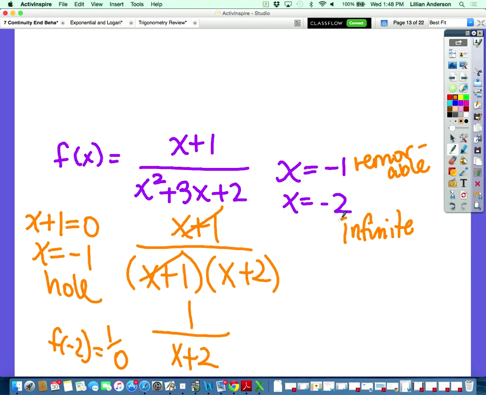Because I still had a denominator, and that value of x made it 0. You would have 2 answers here, because it's asking you at -1 and -2. So there were 2 types of discontinuities here. You had a hole, and you also had a vertical asymptote.